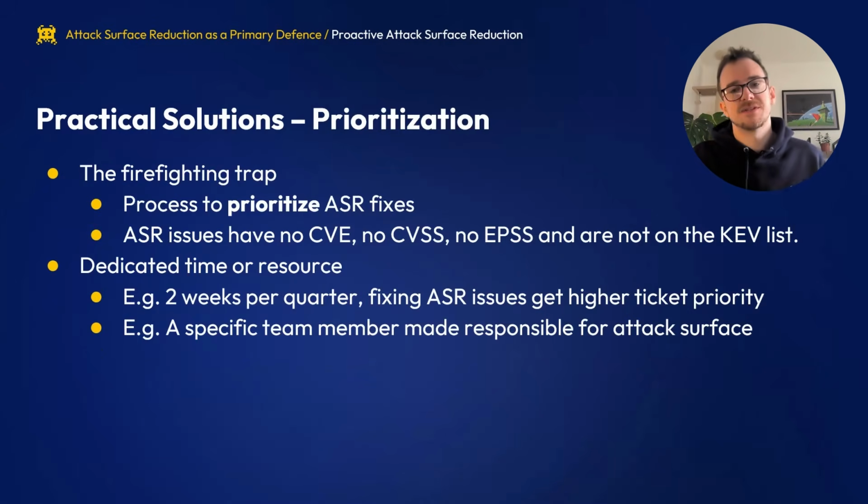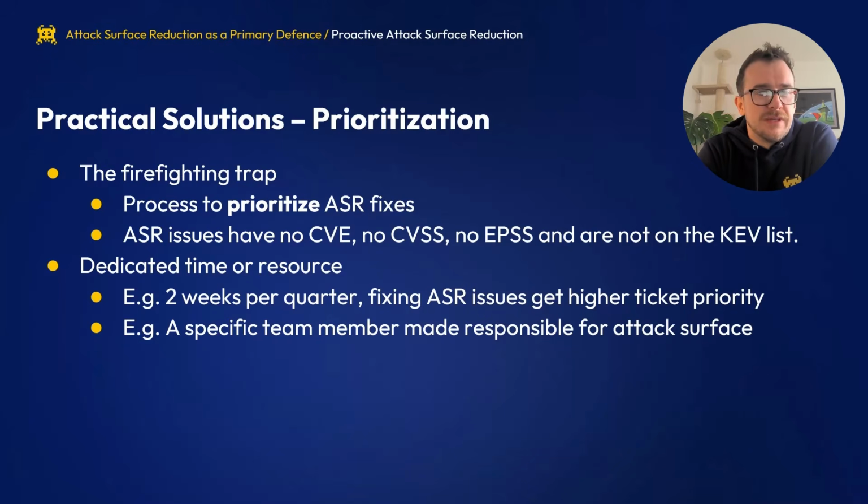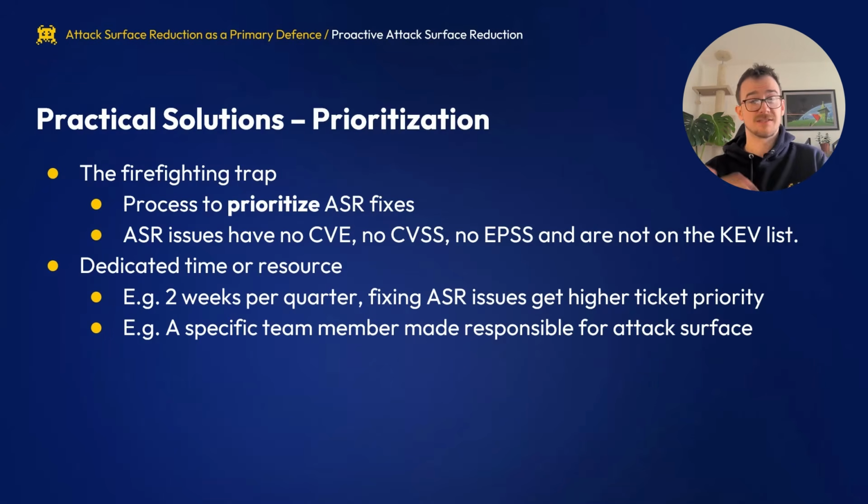And then prioritization is the second part of proactive attack surface reduction. We need to make sure we don't get stuck in what I call the firefighting trap. Firefighting trap is where we focus on patch management because we've got a lot of critical and high weaknesses to fix. And by the time we're done patching our criticals and highs, we've run more scans and there are new criticals and highs. And we rinse and repeat, and we never get out of that cycle.